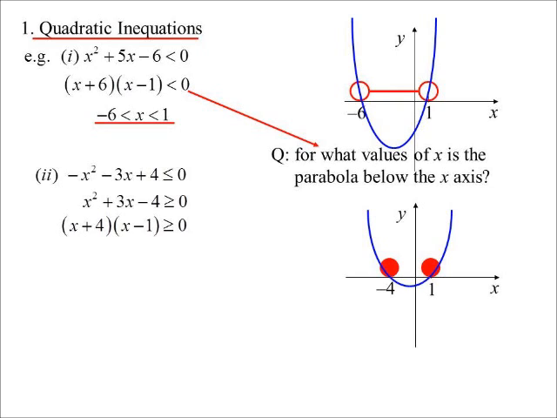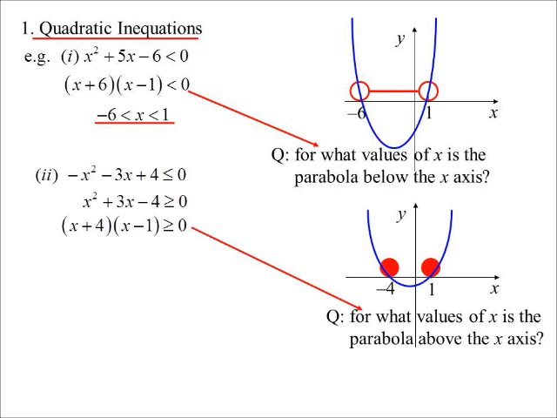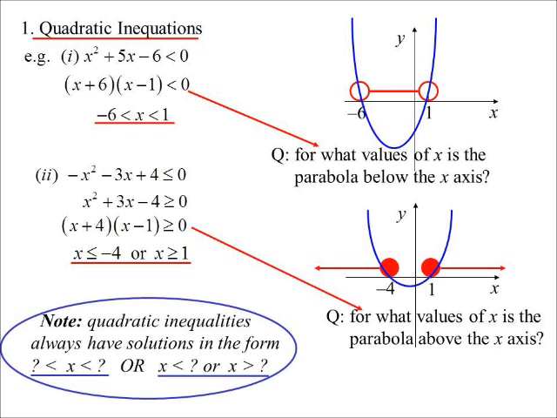And this time I'm saying, when is the parabola above the x-axis? Because it's positive. And it's above on the outside. And what you'll find with quadratic inequalities is you're either going to end up between 2 points or on the outside of 2 points. So x is less than or equal to -4, or x is greater than or equal to 1. So that's the first type of inequation.